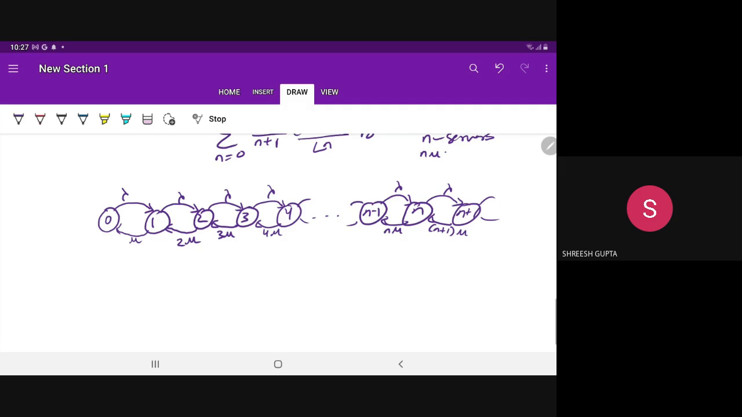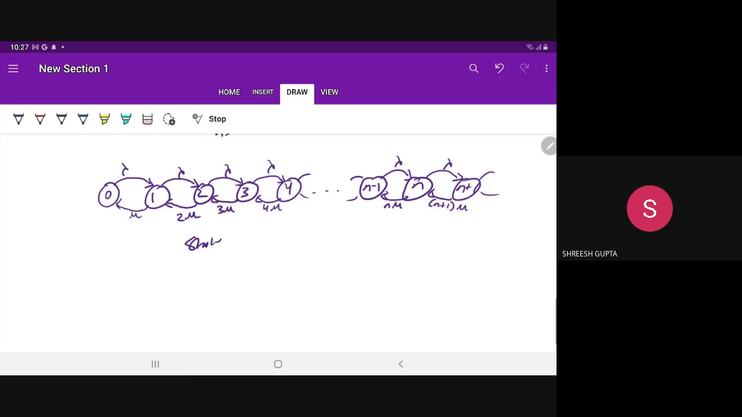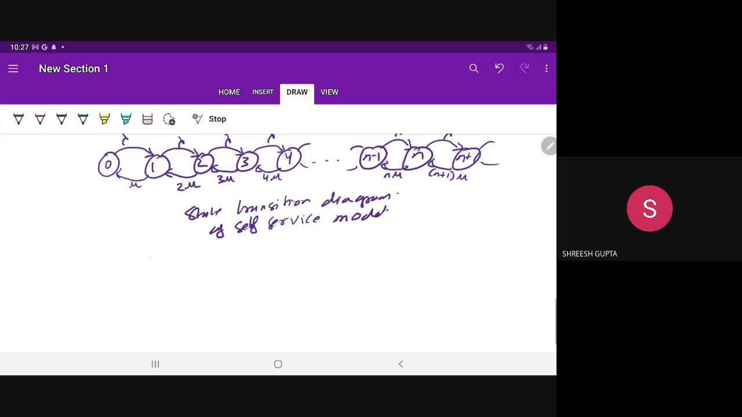That is the state transition diagram of the self-service model. What is the Kendall notation of the self-service model? It is M/M/n/FCFS/infinity/infinity. This is the Kendall notation of the self-service model.